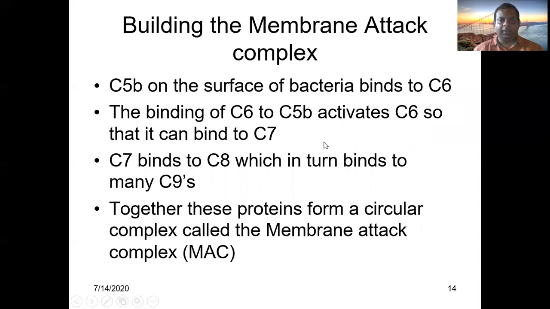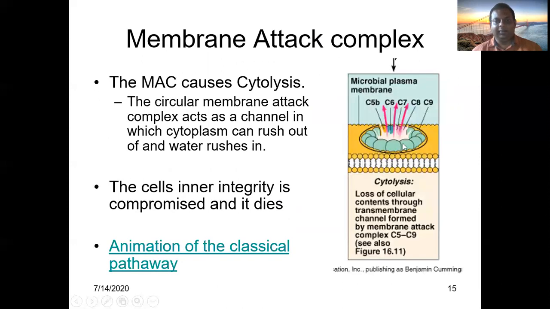The other important thing is the formation of the membrane attack complex. From C5 to C9, they form the MAC, the membrane attack complex. They bind to each other and form a cylindrical structure, and they dig into the cell membrane, leading to osmolysis and cytolysis, loss of cellular content through the transmembrane channel formed by the membrane attack complex. So it's very important in killing encapsulated as well as other organisms.